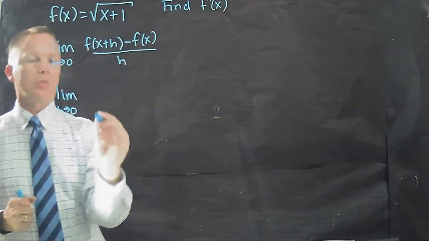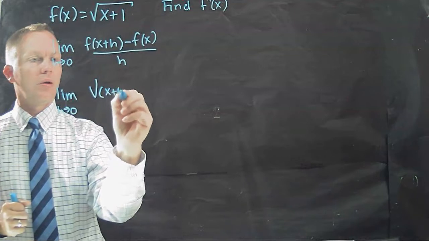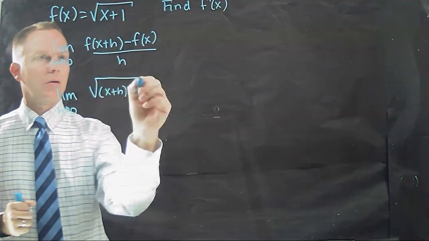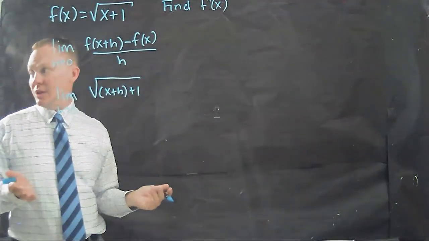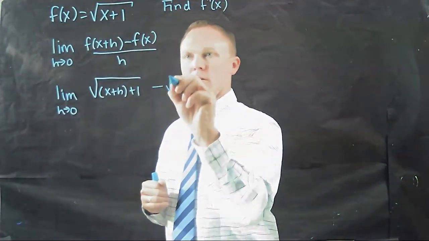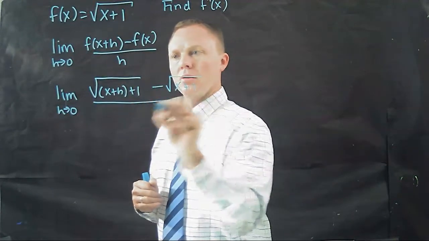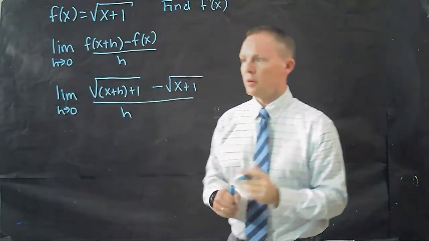So we got to take x plus h and f it. So that's f of x plus h, right? I mean, that's not too horrible looking. And then here's f. Okay?